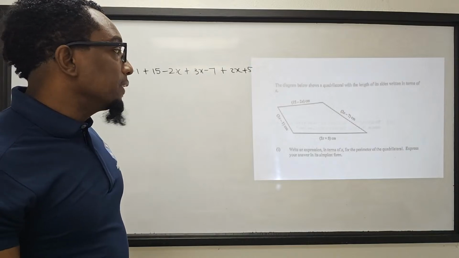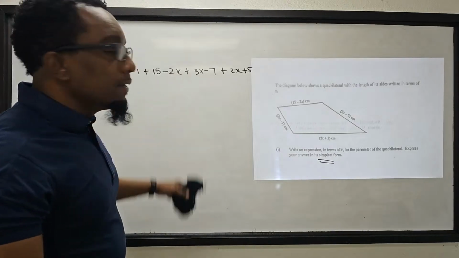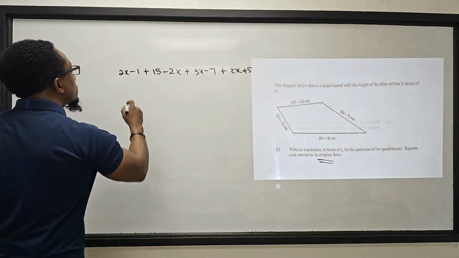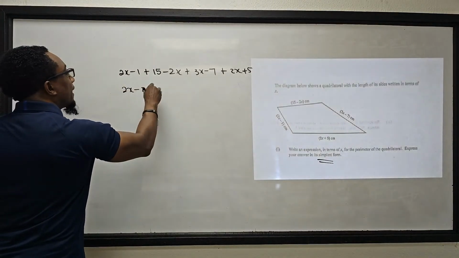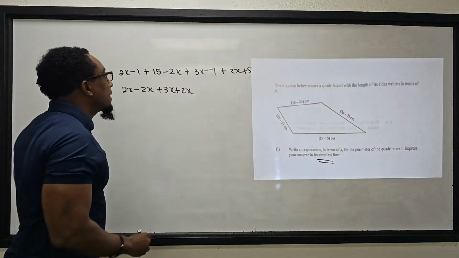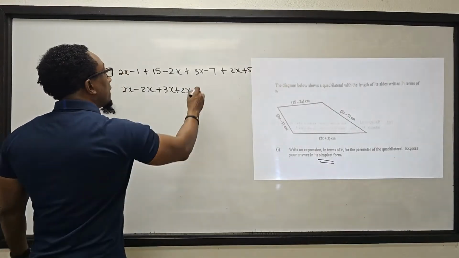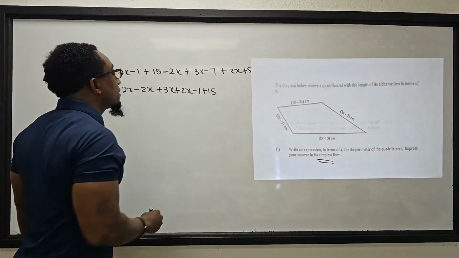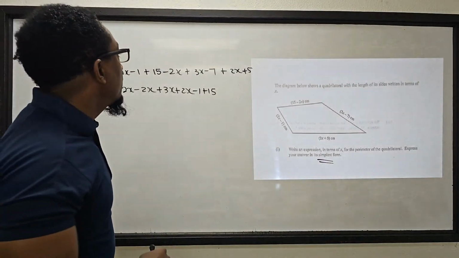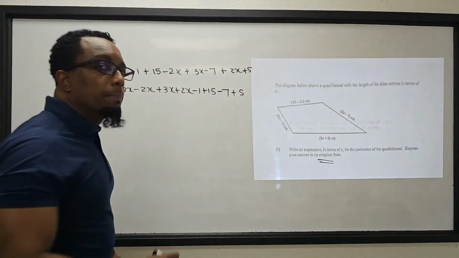So if we want the expression in its simplest form, it means we have to simplify by doing what? Grouping like terms. This is 2x subtract 2x plus 3x plus 2x. Those are all like terms involving the variable x. Likewise, my constants are like terms. The constants will be your numbers, -1 plus 15, and -7 plus 5. So we group all like terms.